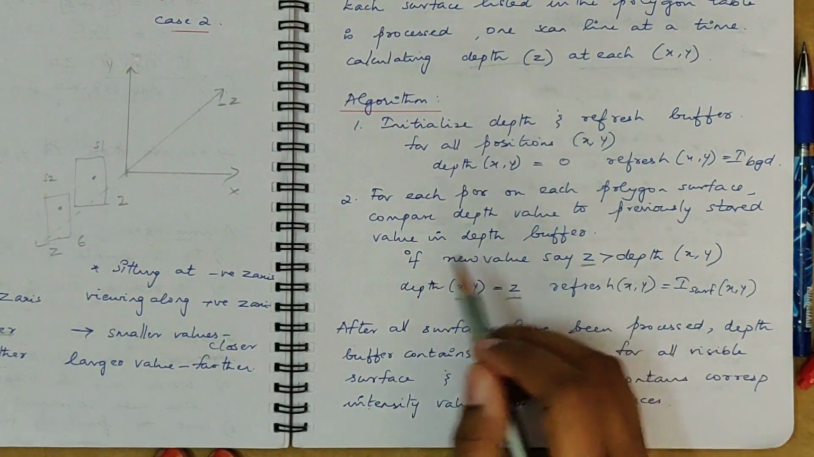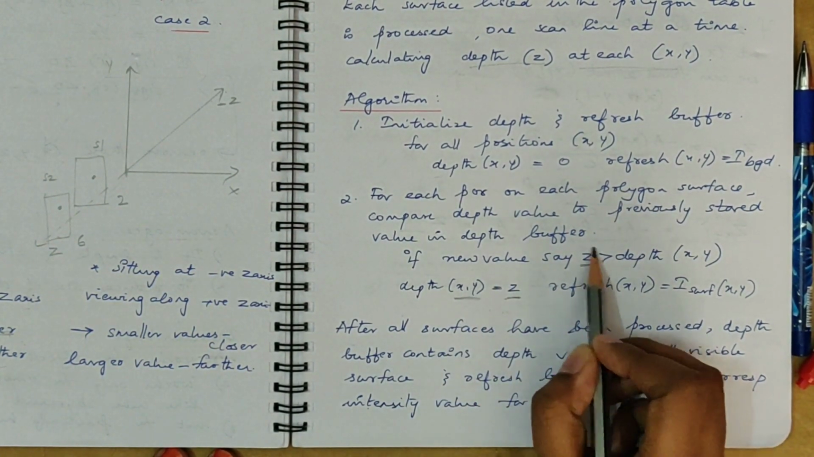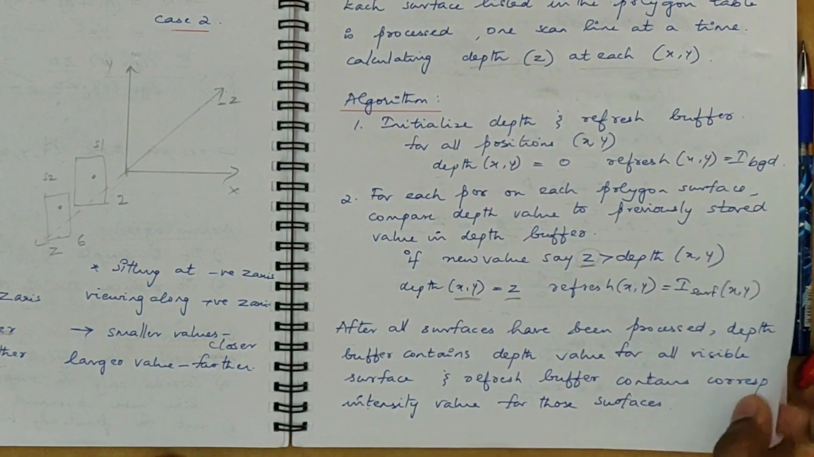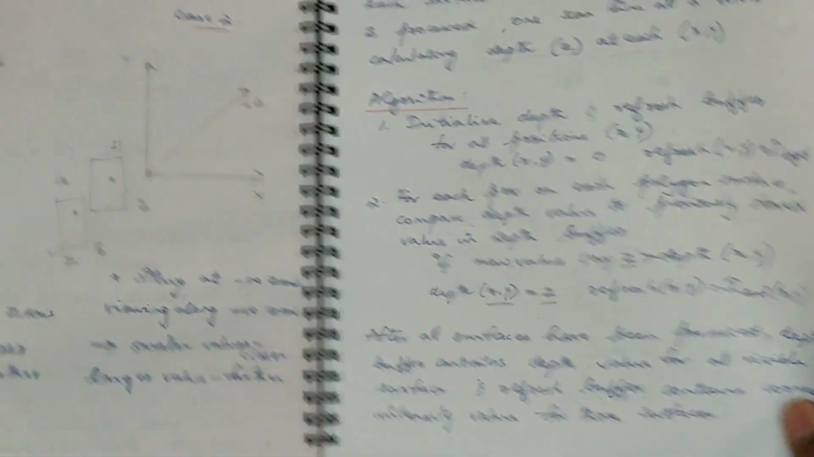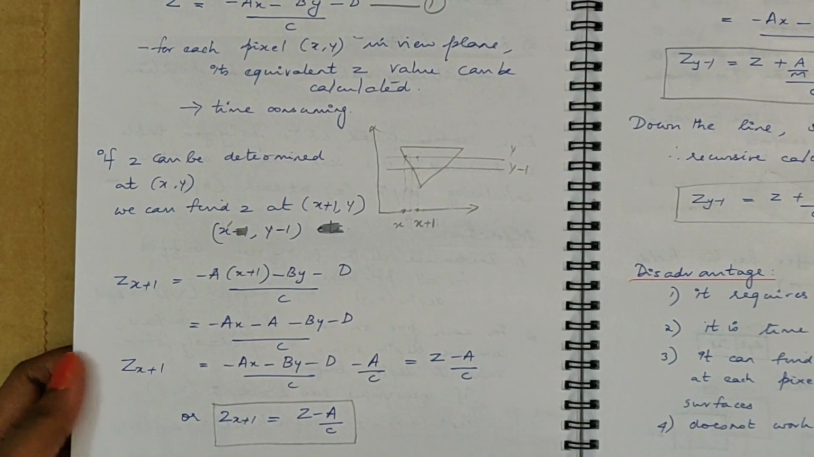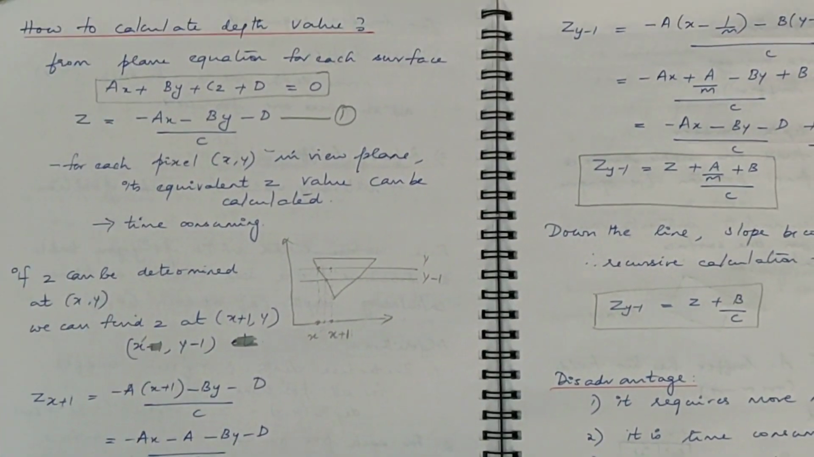So now next we have to find out the depth. How will you find out the z value? That is our next step. Okay. So let us see how to calculate the depth value, that is the z value.